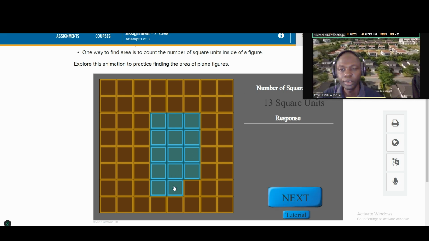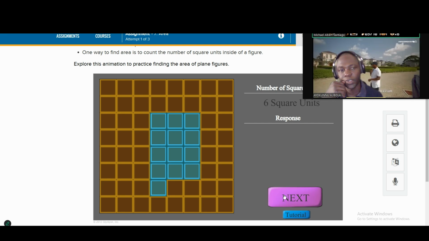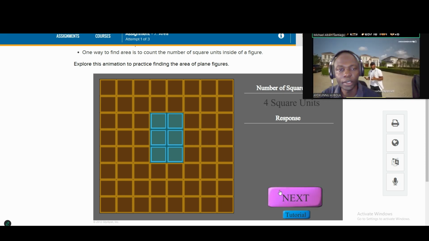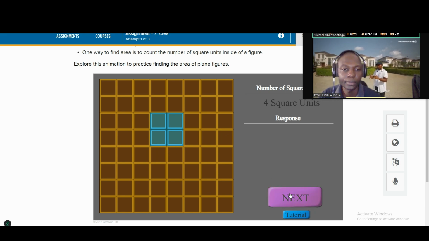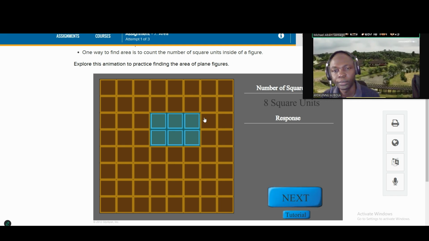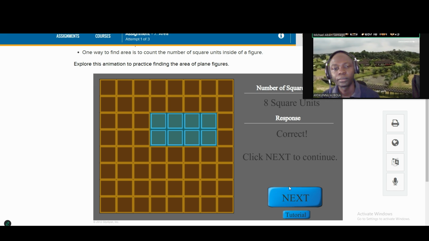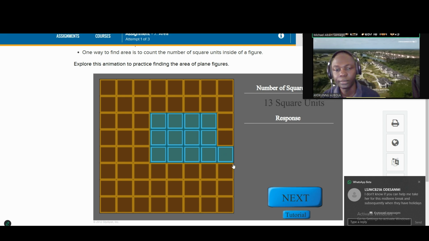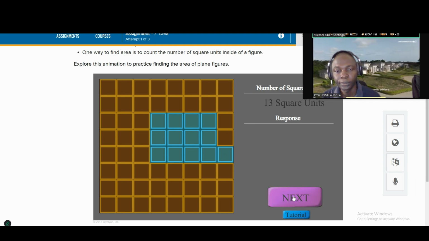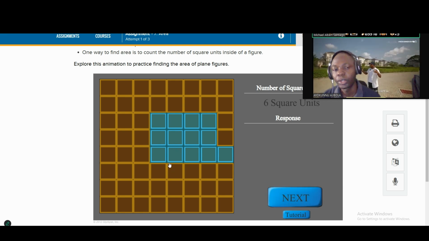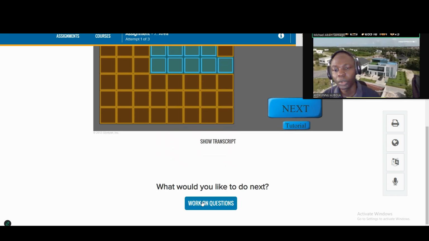Next one, 13 square units again, I think it's just repeating itself. 6 square units, 9. It's like going back to where it started from. Then the next one, 4 square units. Then the next one, 8 square units. 13 square units. One, two, three, four, 5. The next one, 6. Okay, I think you can work on questions now, okay?